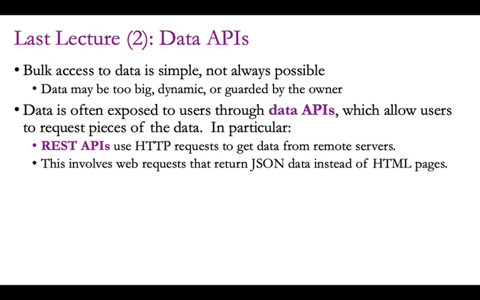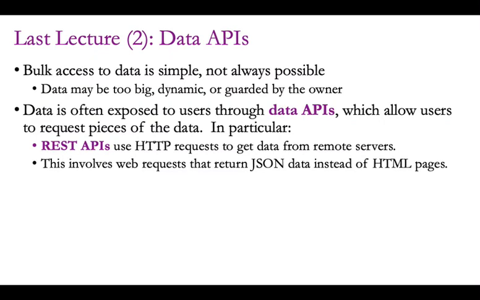And the reason you do this is if you can't get bulk access to the data. In other words, you can't just download all the data because either it's too big or it's dynamic, so it's changing all the time. So downloading it all at once would be silly because you'd have to download a whole new copy every day, and that would be slow. Or maybe the owner of the data doesn't want to give you all the data; they just want to give you little pieces at a time, and they want to check to see how much you're asking for, and then maybe impose some limits on how much data you can get.